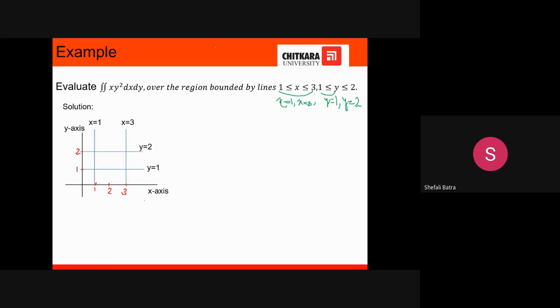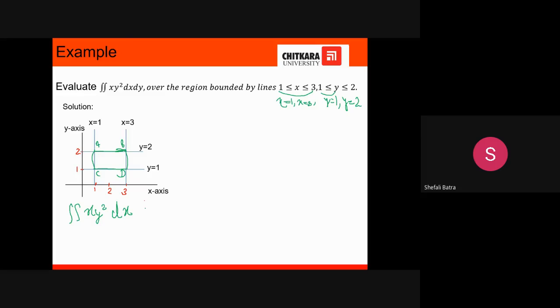So what is the region of integration? This is the common area and that would be the region of integration. Let's say this is point A, B, C and D. So this ABCD is the region of integration, right? Now your question is this: double integration x y square dx dy.